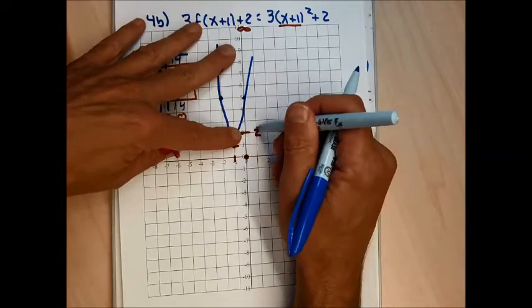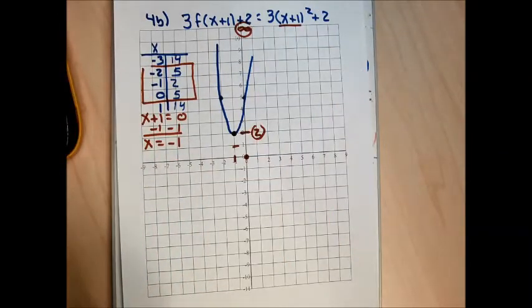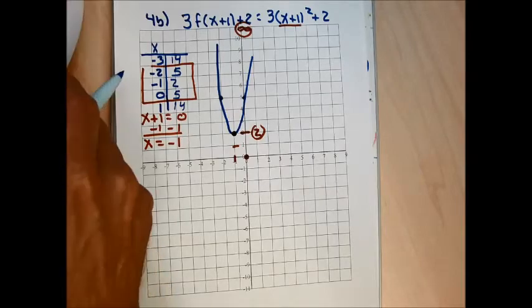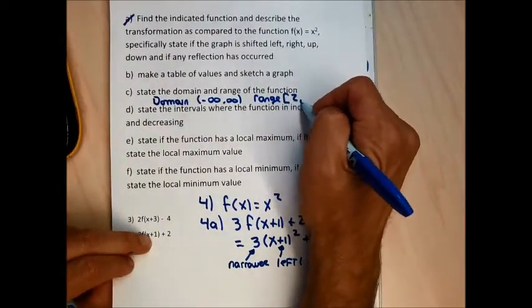I'm going to read from the bottom of the graph to the top of the graph to get my range. It's always bottom to top. And I'm going to write 2 to infinity for my range. The 2 is going to get a square bracket because that point's physically on the graph.